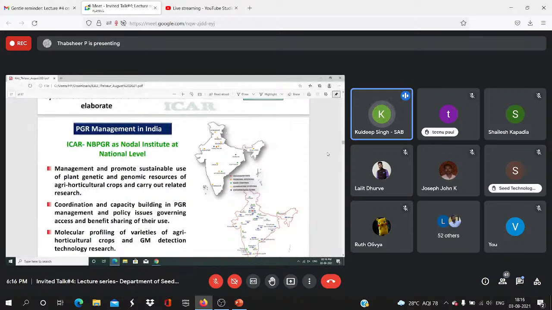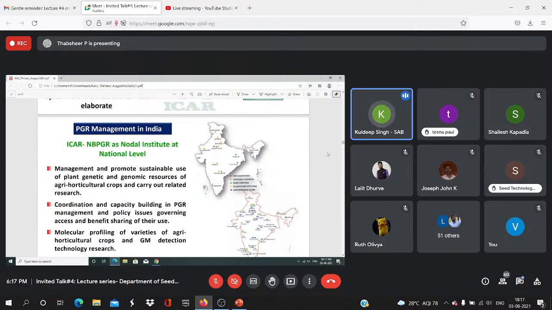NBPGR alone, one institute, cannot do everything. As a result, we have 59 national active germplasm sites identified in the country. These are state agricultural universities, ICAR institutions, and somewhere CSIR institutions as well, where genetic resources are conserved as per the agroecological conditions of that region. So we work in collaboration with everyone.